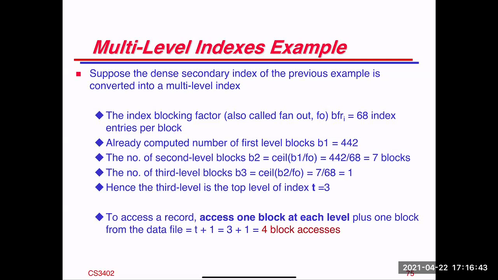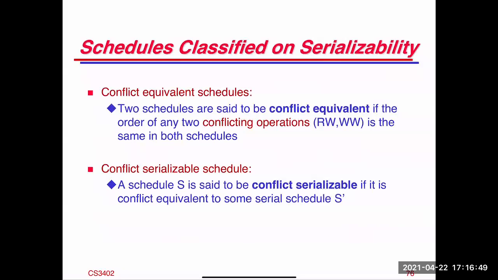Okay, and also for these multi-level indexes, we looked at the number of block accesses that you get. More recently, we talked about transactions, and in particular, when schedules of transactions are serializable. So we looked at conflict equivalent schedules, right? So we had these conflicting operations. Read-writes are conflicting for two different transactions, and similarly, write-writes are also conflicting.